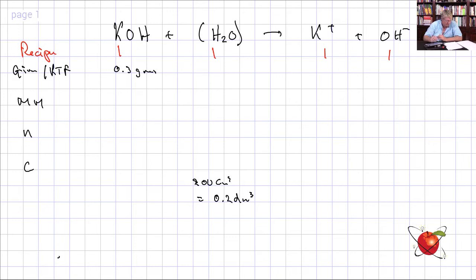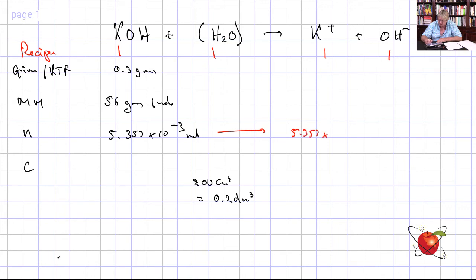So now molecular mass of KOH is going to be equal to 56 grams per mole, like so. Therefore the number of moles is going to be equal to 0.3 divided by 56, 5.357 times 10 to the minus 3 moles. Now we've got N, so what do we do when we've got number of moles? We apply the recipe, correct? So therefore we can say that each of those we're going to get 5.357 times 10 to the minus 3 moles of that.